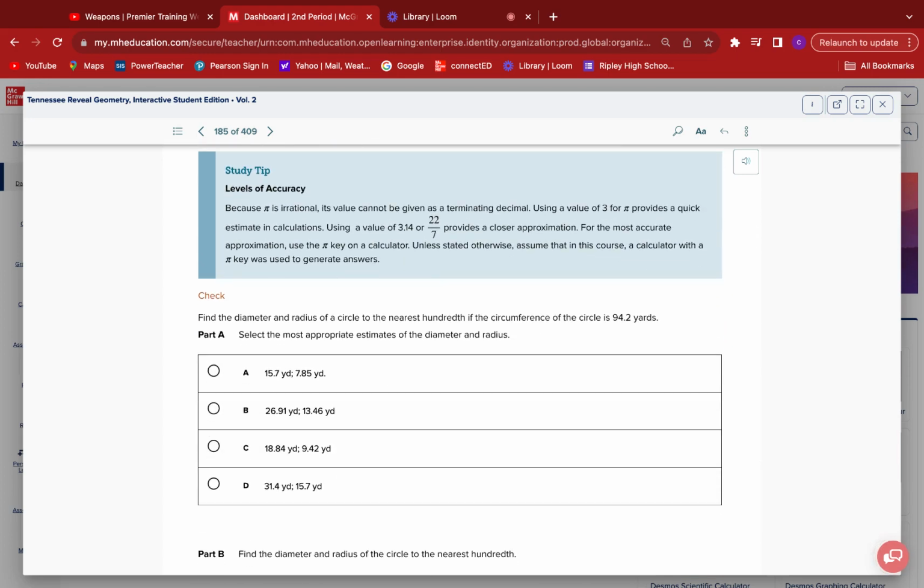Okay, looks like we're done with that. We're ready for the check. All right, let's see what we got here. Find the diameter radius of a circle to the nearest hundredth if the circumference of a circle is 94.2. All right, well, once again, we're going to take that 94.2 and divide by pi to get my diameter. And I get 29.98.